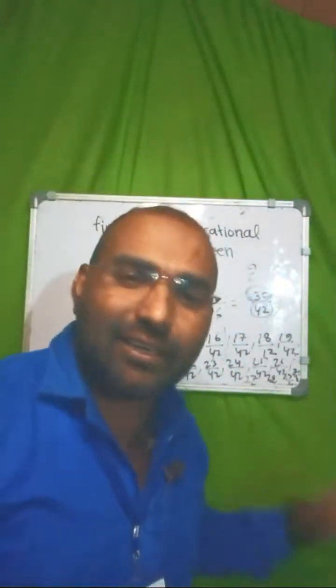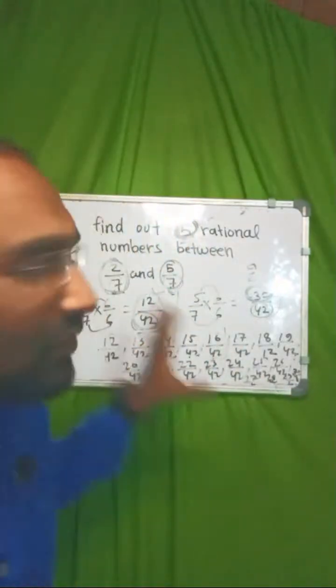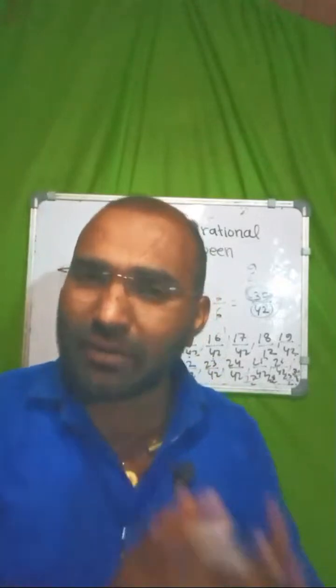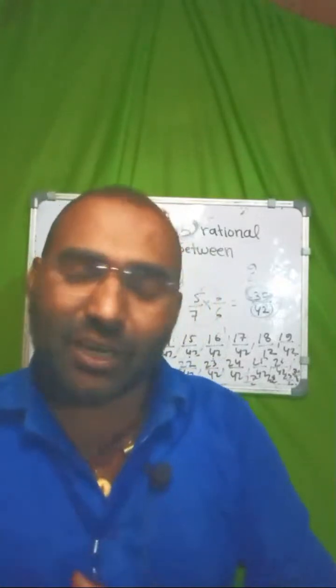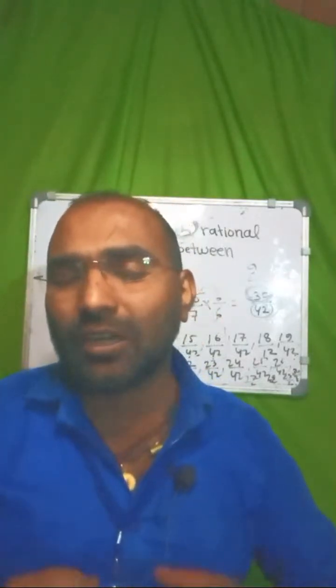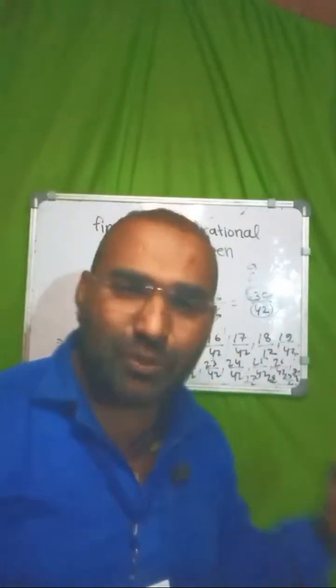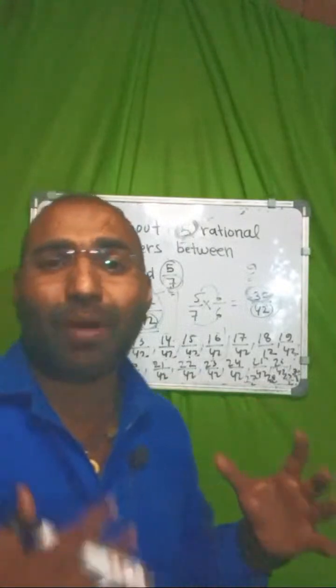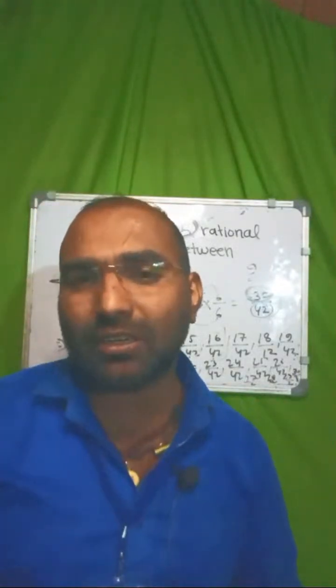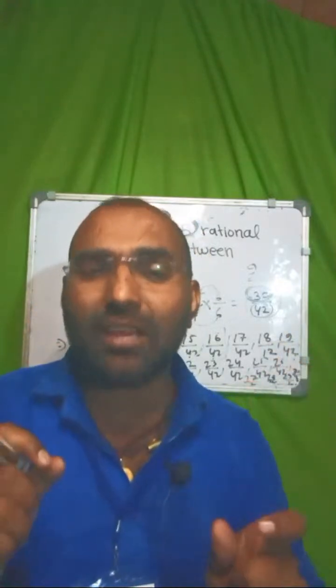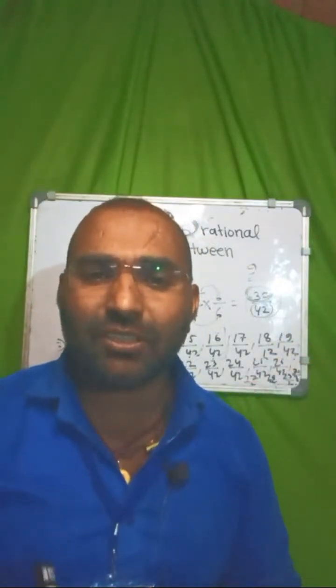Do this. Okay, and this topic is clear now, whatever we were discussing about how to find the missing rational numbers: how to find three rational numbers, seven rational numbers, nine rational numbers. So this is the method by which we can find the rational numbers between any two rational numbers. Is this clear to you?